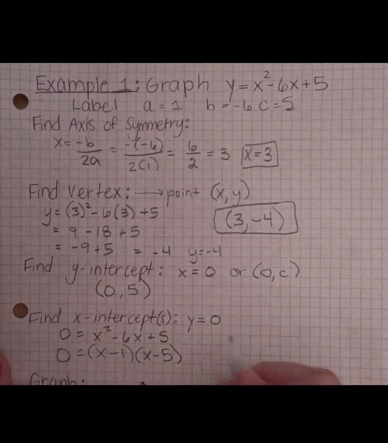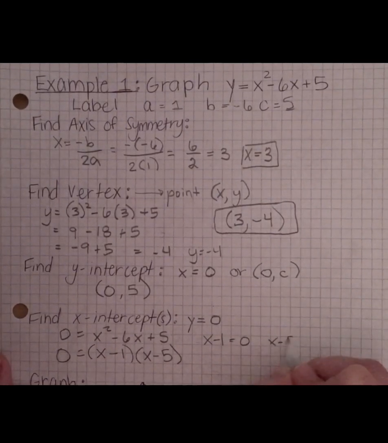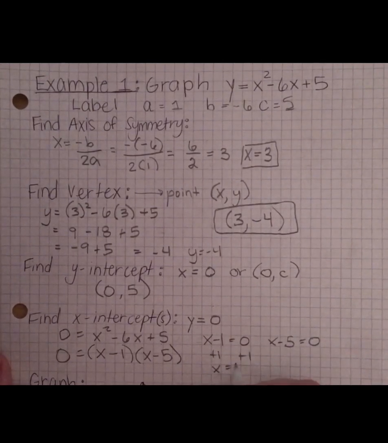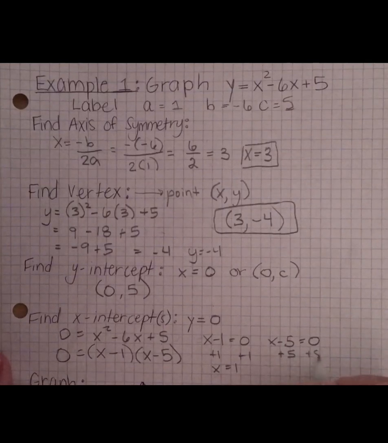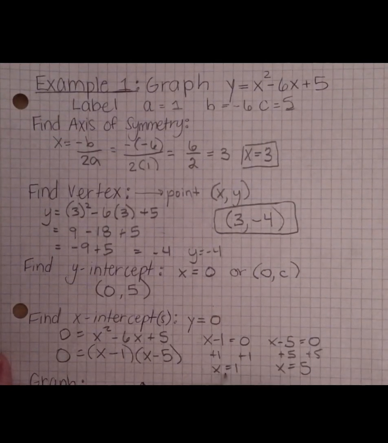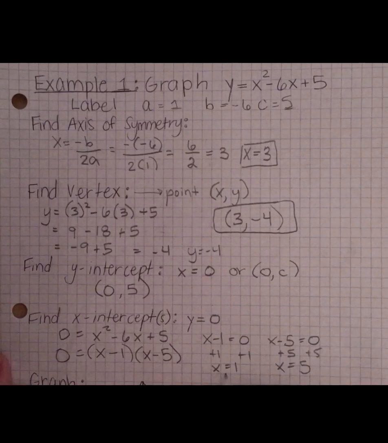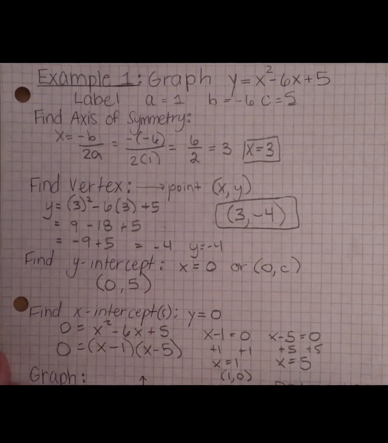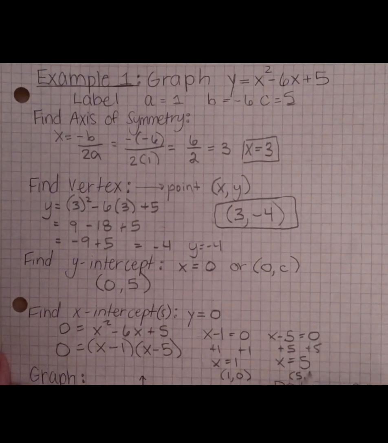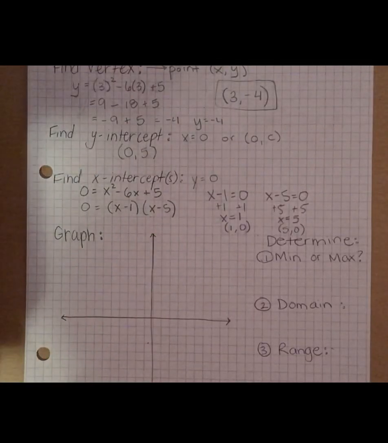So now we can split up these parentheses. We can do x minus 1 equal to 0 and x minus 5 equal to 0, and we can solve. We get x is equal to 1, and we get x is equal to 5. These are my x-intercepts, right? So if x is 1 and y is 0, this is the point 1, 0, and this is the point 5, 0. So now that we have our key features, our axis of symmetry, our vertex, our y and x intercepts, we can start graphing.